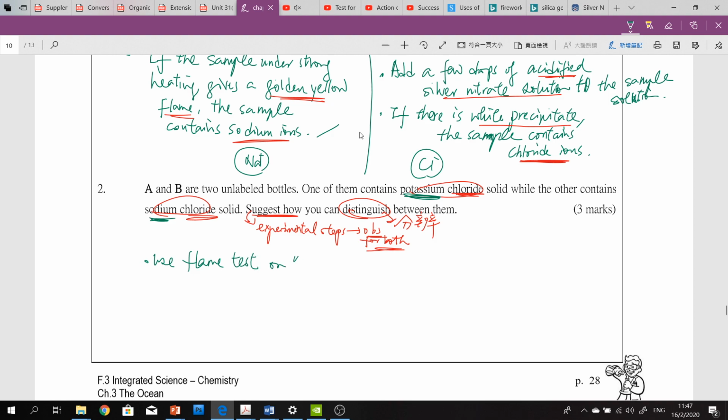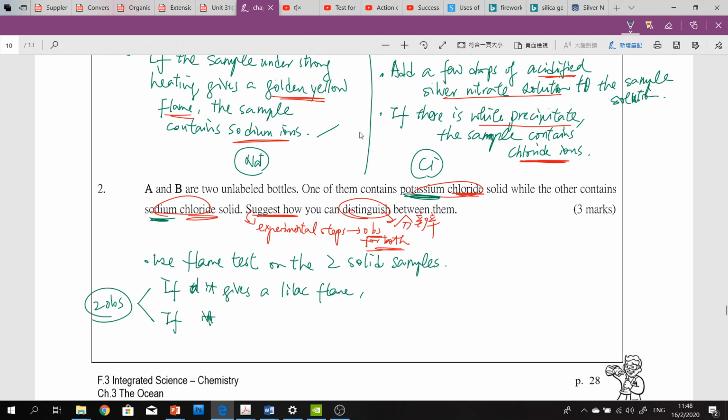Apply flame test on the 2 solid samples. So this is what I would like to call the experimental steps, and we have got two observations. So what are the two observations? Yes, two different colors, right? So first one, if the sample gives a lilac flame, right? Another one is golden yellow flame.